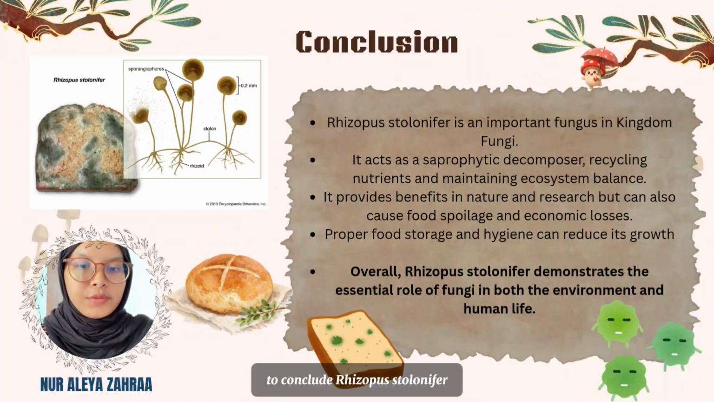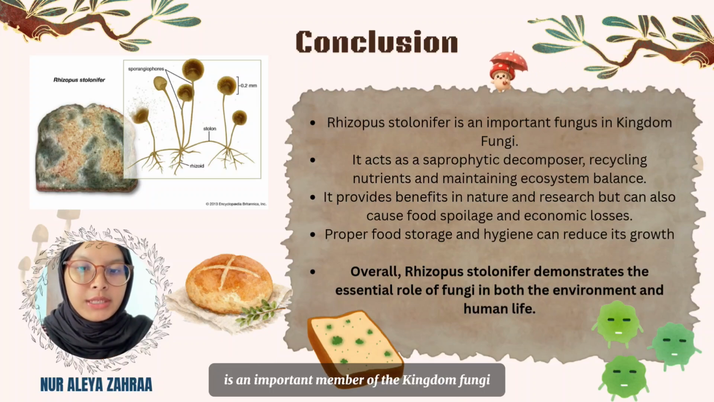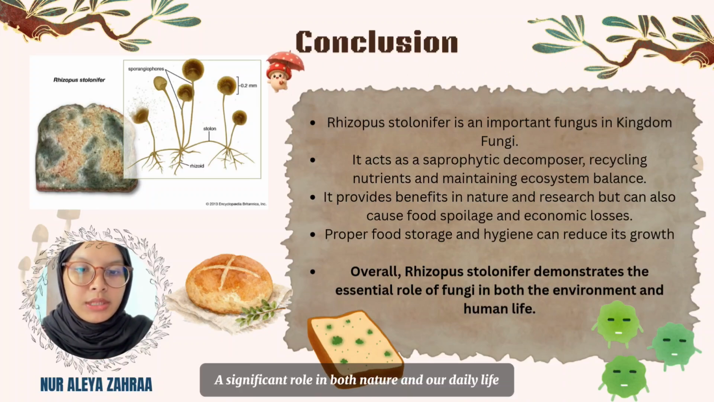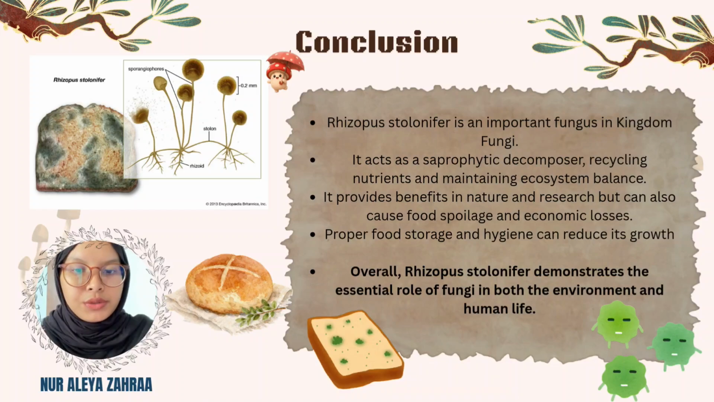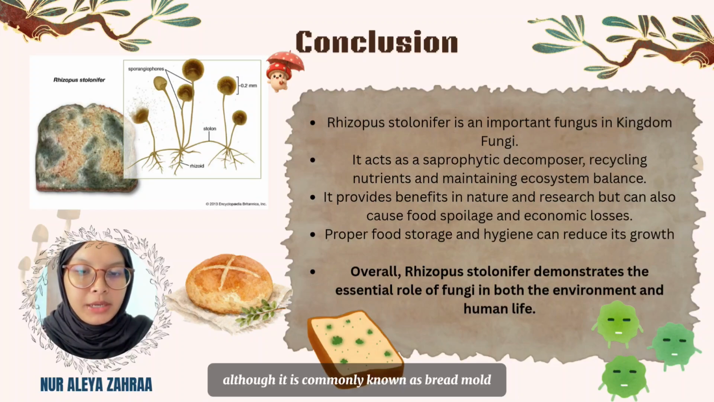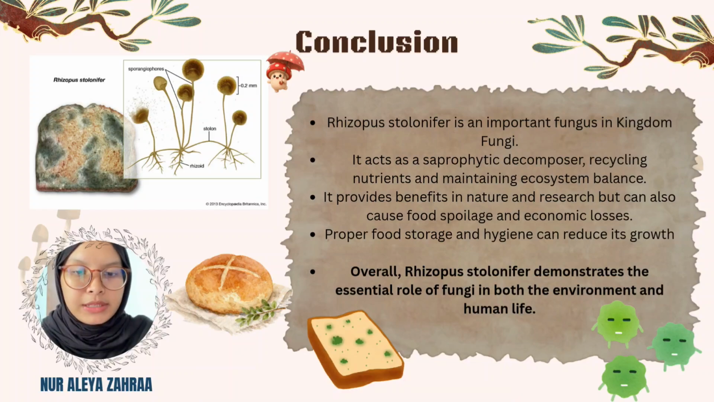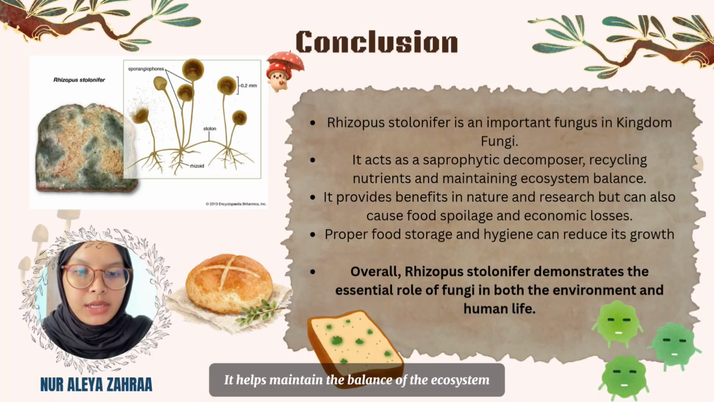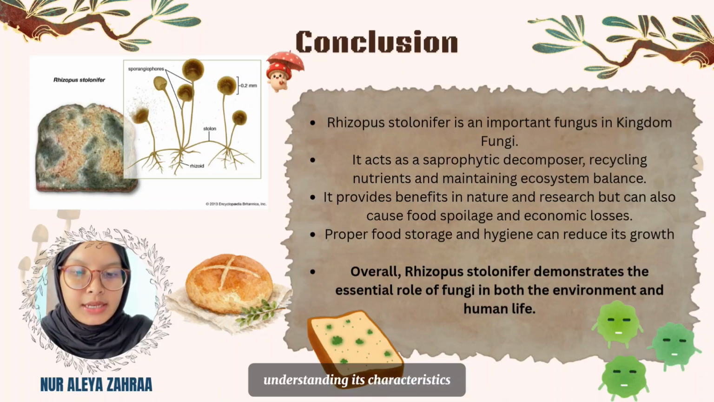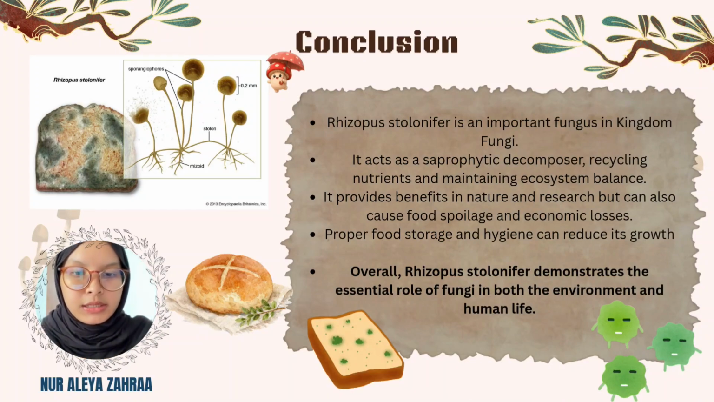To conclude, Rhizopus stolonifer is an important member of the kingdom fungi that plays a significant role in both nature and our daily life. Although it is commonly known as bread mold, it is much more than just a fungus that spoils food. As we have discussed, it helps maintain the balance of the ecosystem by breaking down dead organic matter and recycling nutrients. Understanding its characteristics, life cycle, and impact, we have appreciated both its benefits and its challenges. This reminds us that even small organisms like fungi have an important role in maintaining a healthy environment.